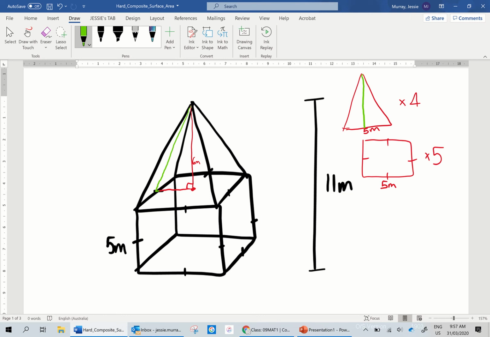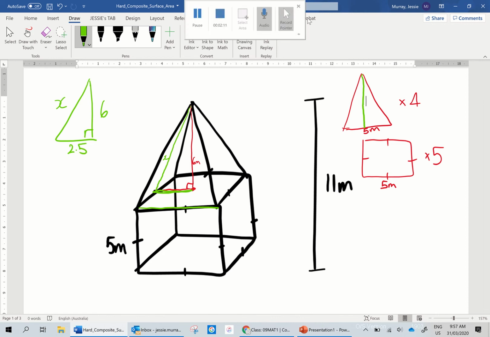Now over here on the side, I'm going to show this working, don't skip it. I have 6. I have x where my hypotenuse is, so that's my x. I know the length the entire way across is 5, but the bottom of my triangle is from halfway across to the edge, which means it's going to be 2.5. Now it's just a matter of doing Pythagoras with that information, and I get an answer of 6.5, which gives me my height here.